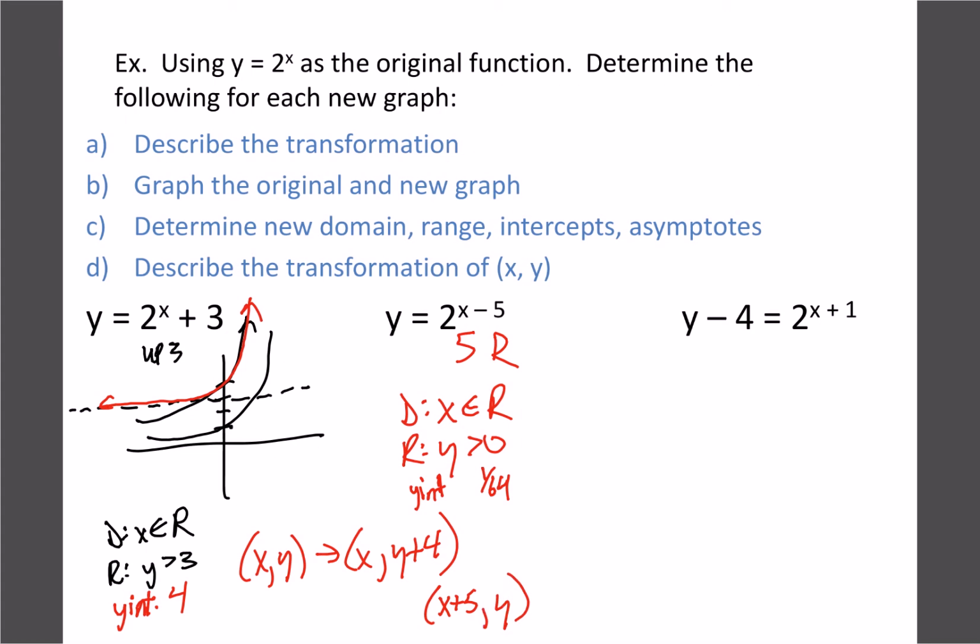Okay, the last one, we got 4 up, because it's written backwards. And we got 1 left. So we basically would just do the same thing. Our 4 up, that would change our range, so domain would still be the same. Range would now be up 4, so greater than 4. Our y-intercept would change because we went 1 left, so whatever the original would be, it would be shifted over, and we can leave that. We can figure that out from your calculator if you needed to.